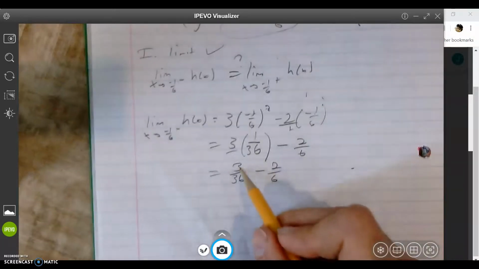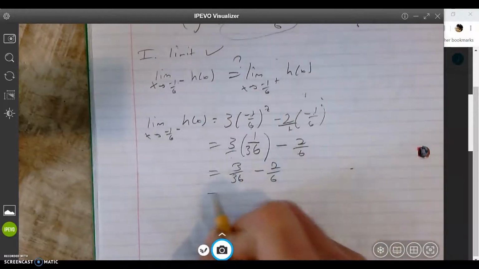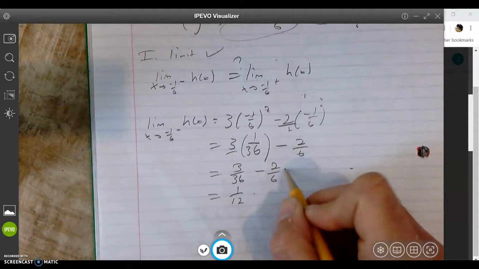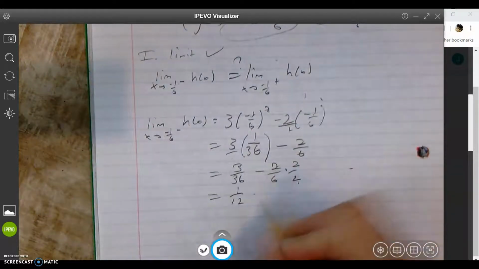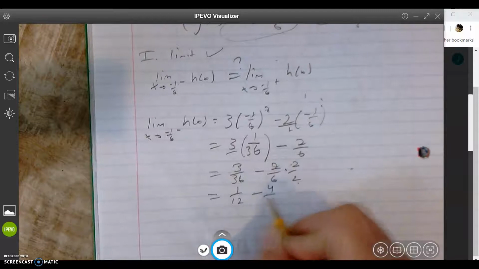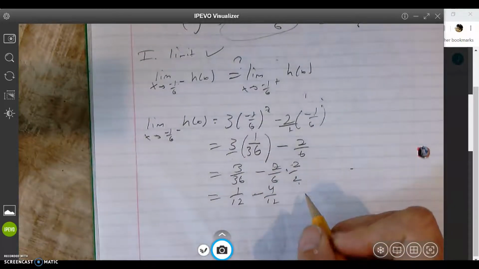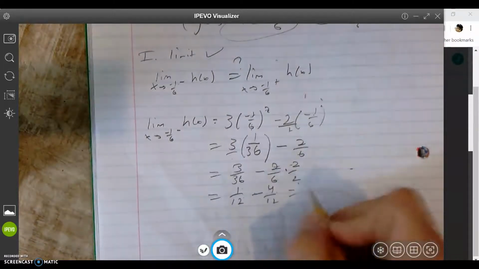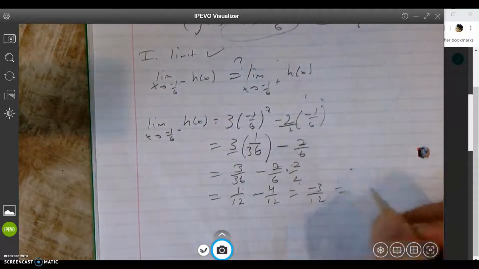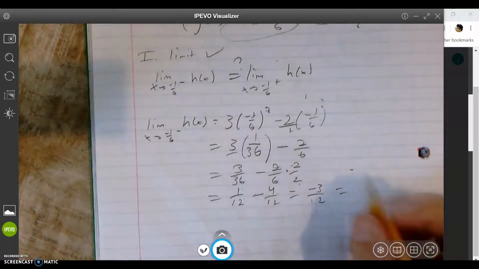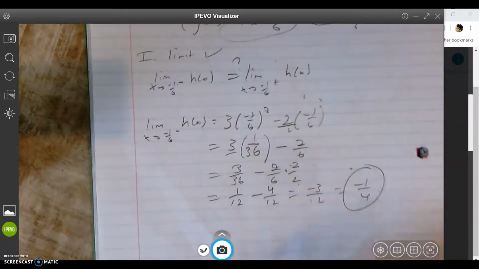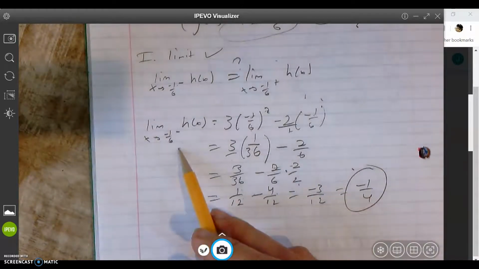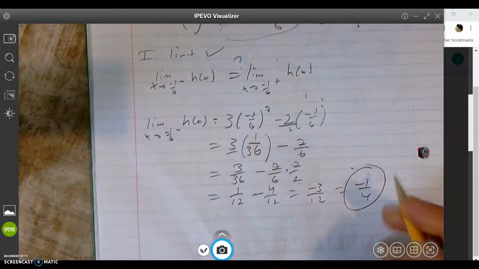Let's simplify. This is divided by 3, so it's 1/12. Now I need this to be 12ths also, so I'm going to multiply this by 2 over 2. So that's minus 4/12. Now I have the same denominator, so I'm good to go. 1 minus 4 is negative 3/12. Divide that by 3, and you have negative 1/4. A lot of fraction stuff. That's why you've got to be good. So the limit as x approaches negative 1/6 from the left is negative 1/4.